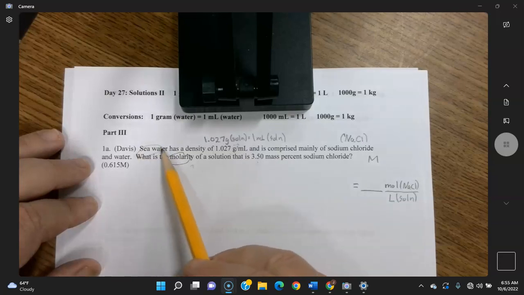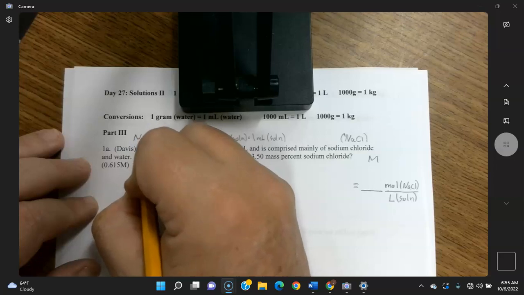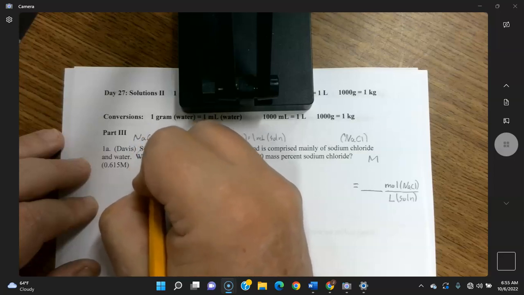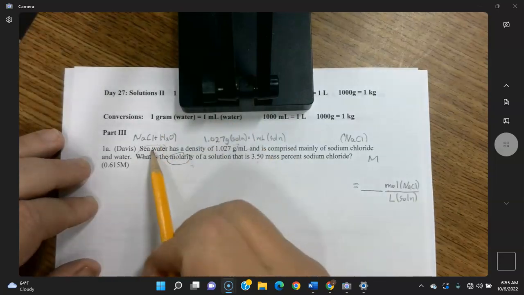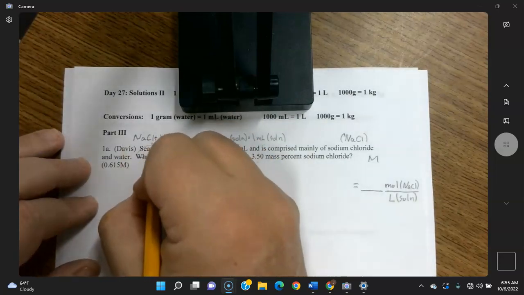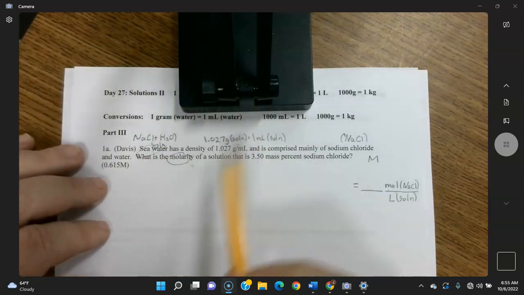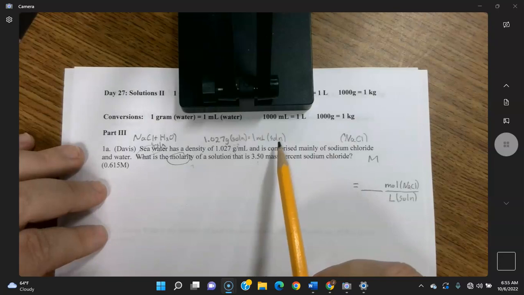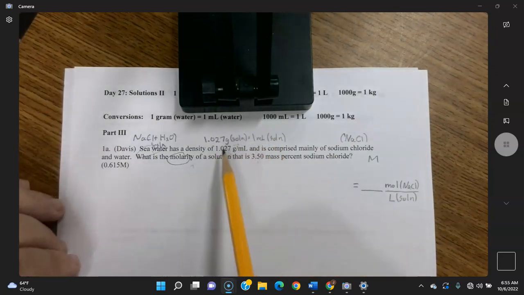The seawater is the solution. It's the mixture of the NaCl plus the H2O. It's the two of them mixed together. That's what seawater is. And so that's going to be the solution, the SOLN, solution. Okay? Right there. So it's 1.027 grams of solution equals 1 milliliter of solution. So now you can make two conversion factors out of that. Put this one over this one or this one over this one. So we've been doing that throughout the class.